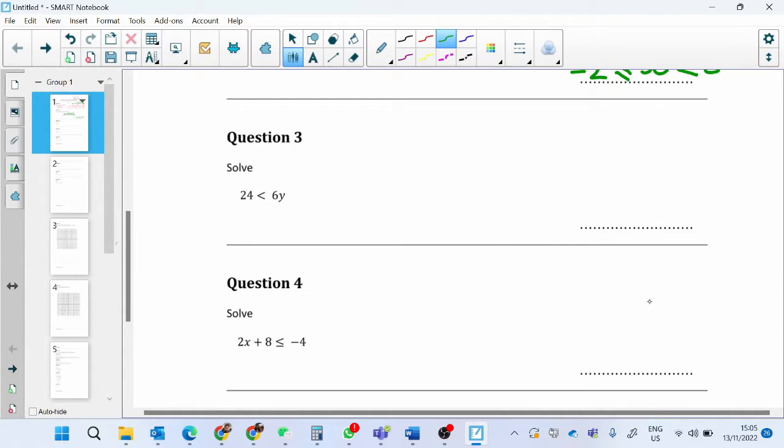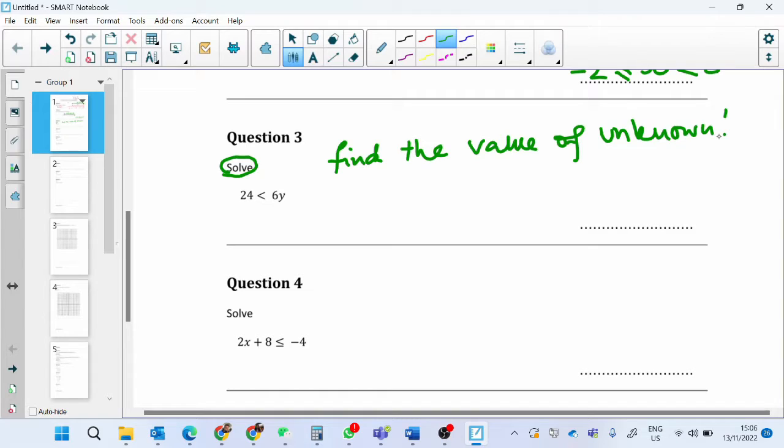In the next question, it's solve. When the question is about solve, then you have to find the value of the unknown, whether it can be an x or y or a or b, whatever it is. You have to put everything to the other side of the inequality, and then you can simplify it. The rules of algebra apply here. Whatever rules of algebra you already know, those rules will apply here.